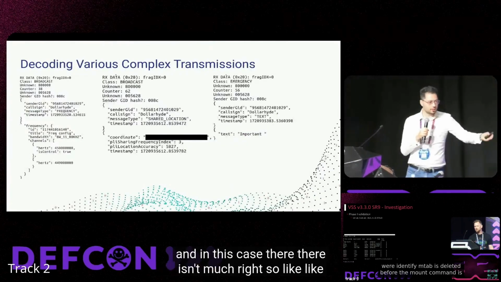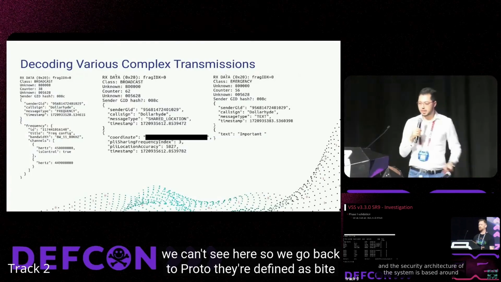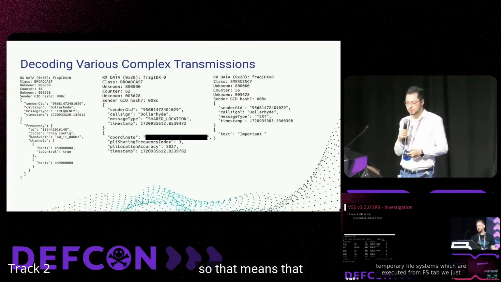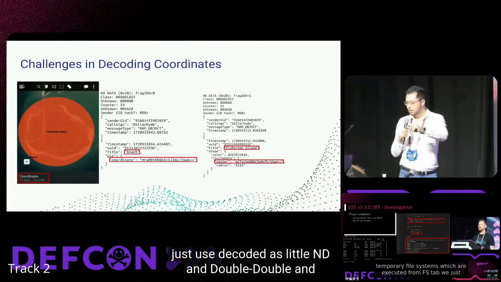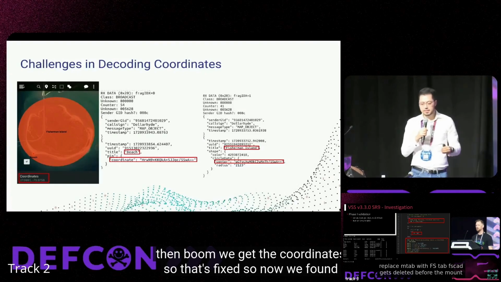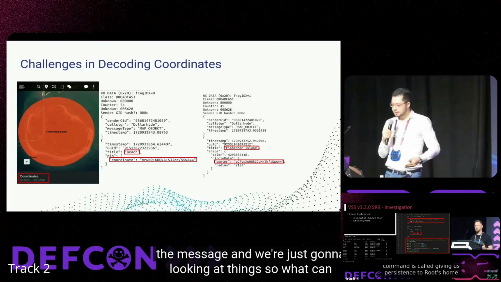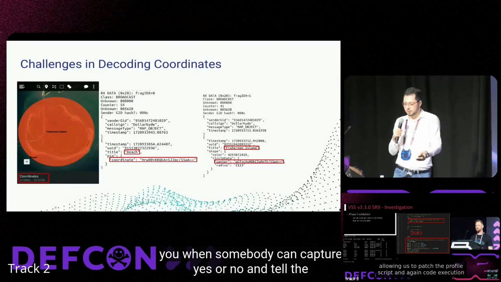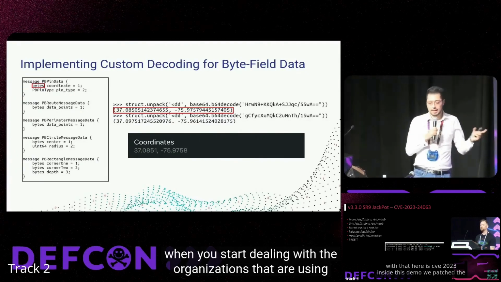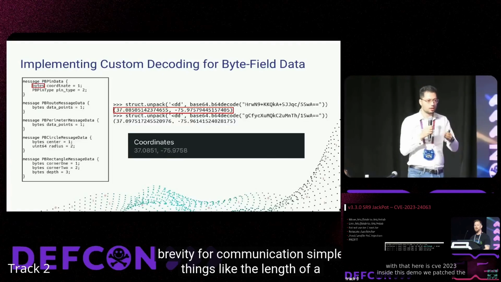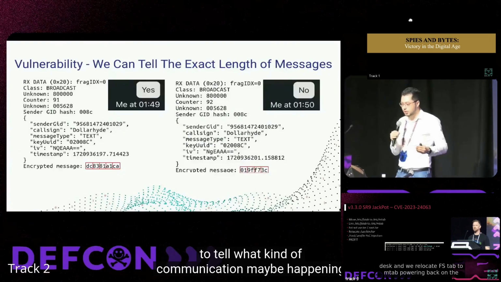With this decode, now that we can read things, we can do frequency decoding, shared location, emergency messages, all kinds of things. The only thing where we received a challenge was in coordinate decoding. In the app, we can make coordinates around this island, and when we're capturing it, we see binary data represented as base64 in JSON. In this case, there isn't much to see. So we go back to proto, and they're defined as bytes, which means decoding on our side has not been added. That's very simple. We just decode as little endian double, and boom, we get the coordinates. So that's fixed. Now we found our true first vulnerability.